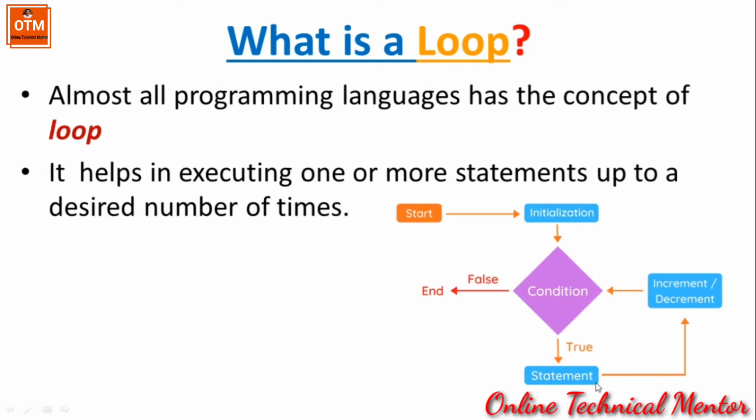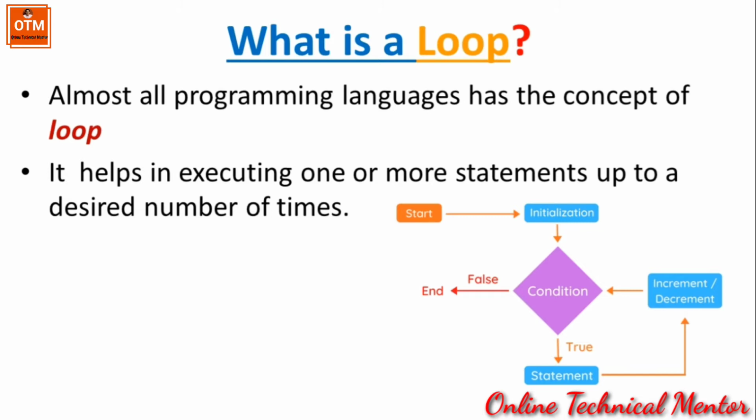So here this statement is the loop body. A loop has an initialization, a condition part, and then a body part. The body part may contain this increment-decrement part also. Each time the loop body is executed is called an iteration. The iteration statements are also called loops or looping statements.